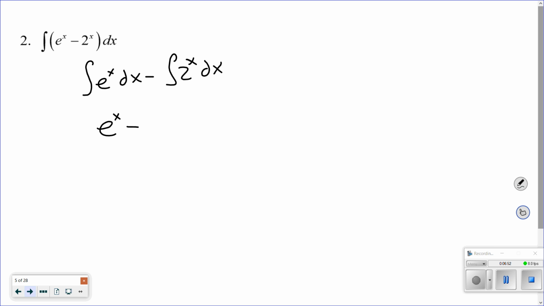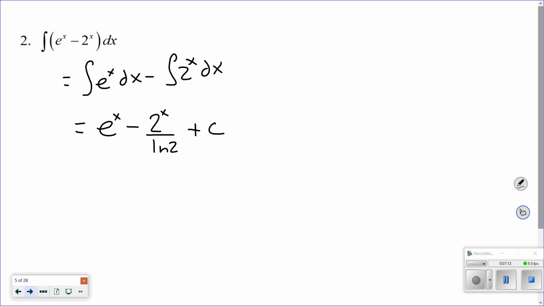Okay, integrating 2 to the x power. Remember, when taking the derivative it stays the same, 2 to the x times the ln of 2. But because I'm working backwards, it's still going to be 2 to the x, but I'm going to divide by the ln of 2. And don't forget the plus c. Okay, and that should be our answer right there.